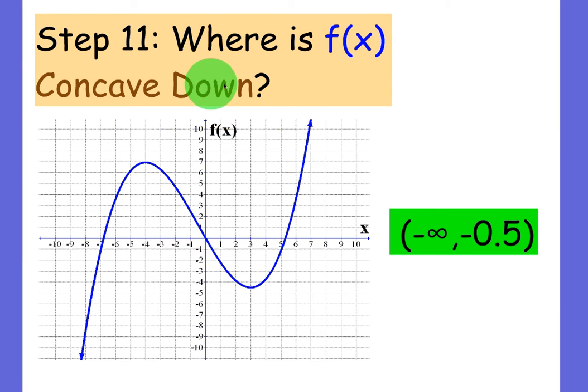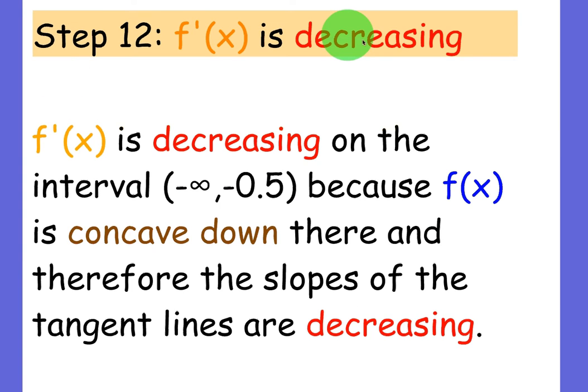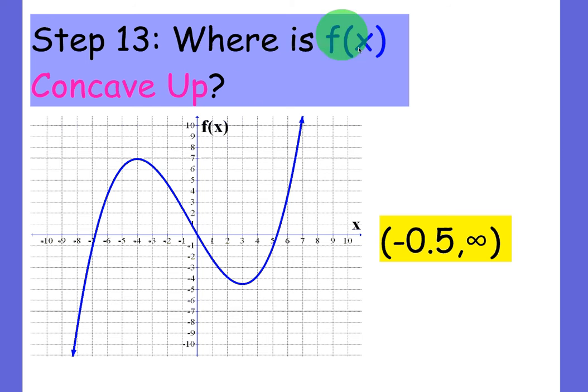So wherever f of x is concave down, f prime of x will be decreasing because the slopes of the tangent lines are decreasing. So f prime of x is decreasing on the interval -infinity to -0.5, because f of x is concave down there, and therefore the slopes of the tangent lines are decreasing. In the same way, we can talk about concave up. Where's f of x concave up? Well, in this case, from -0.5 to infinity, this graph will hold water.